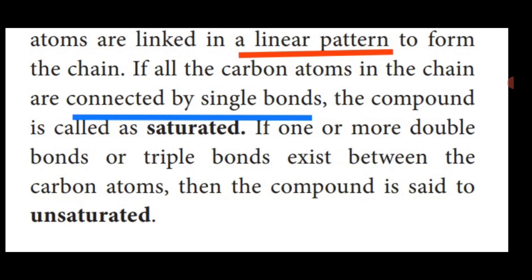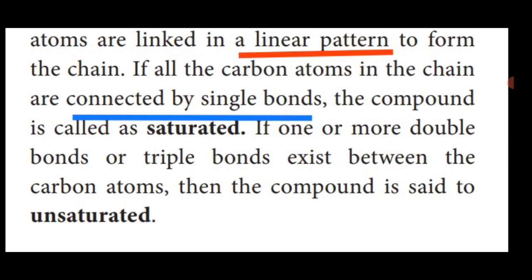If one or more double bonds or triple bonds exist between carbon atoms, these compounds are said to be unsaturated compounds. What is a saturated compound? Saturated compound means carbon atoms connected by single covalent bond. The single bond compounds are called saturated, and double bond and triple bond compounds are called unsaturated compounds.